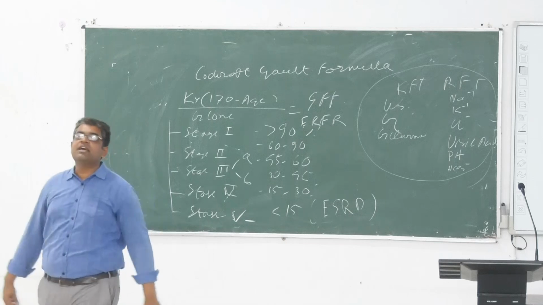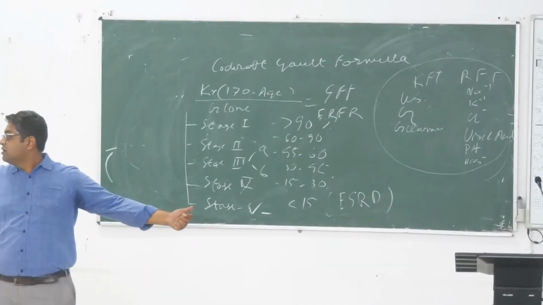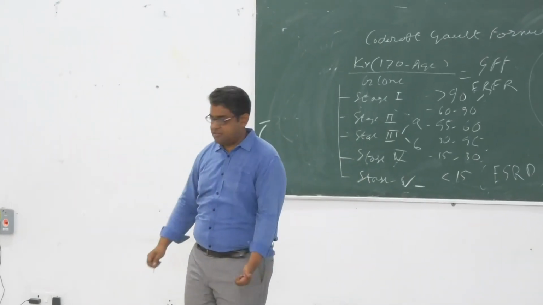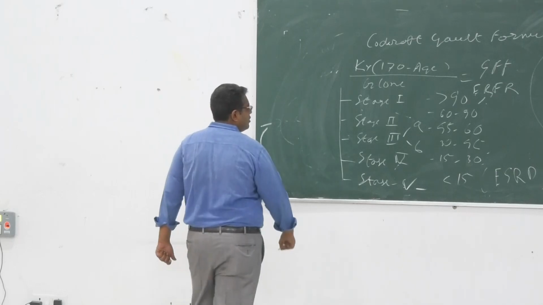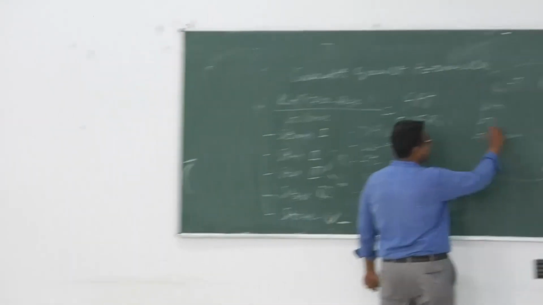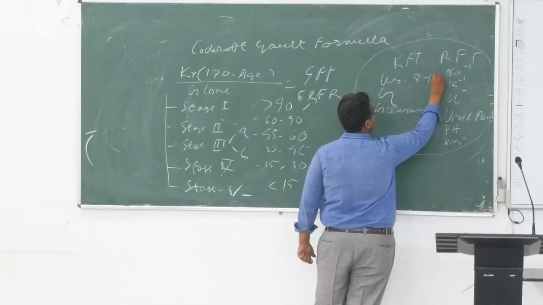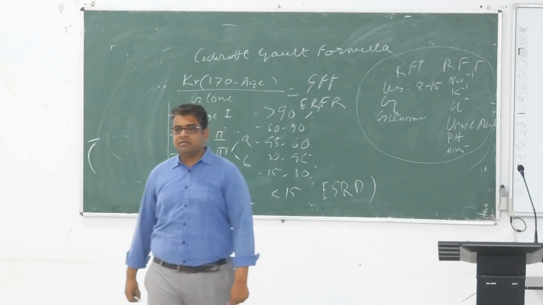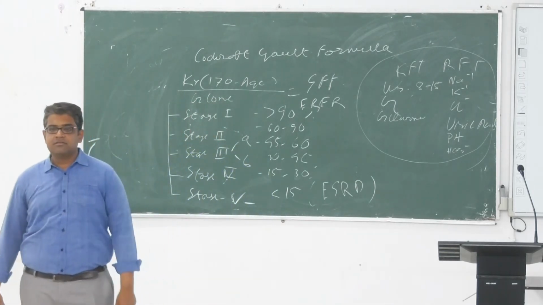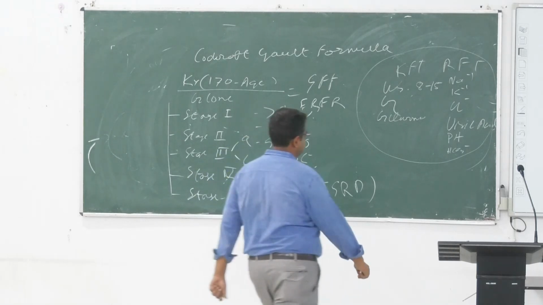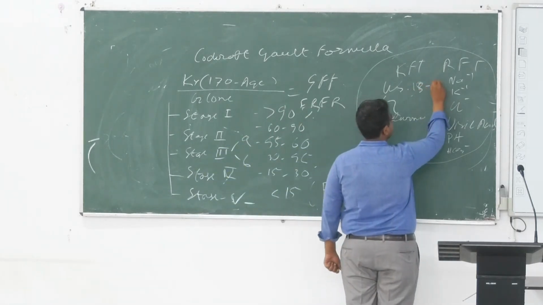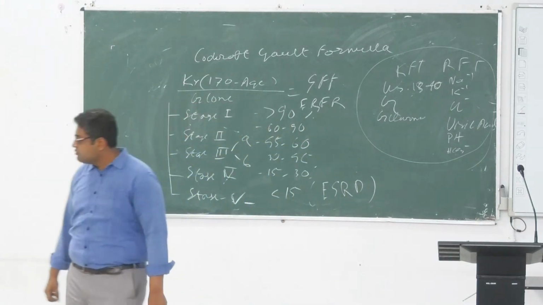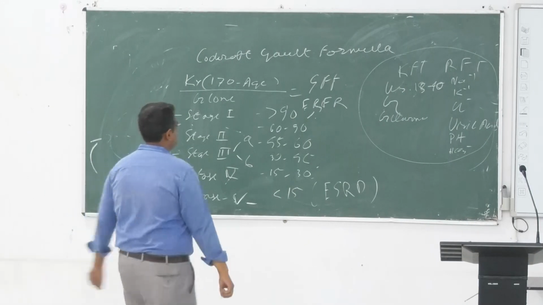You are supposed to know here is the normal reference range. Urea is 8 to 15. Absolutely right. It's 15 to 40. Some laboratories use 50 as well.